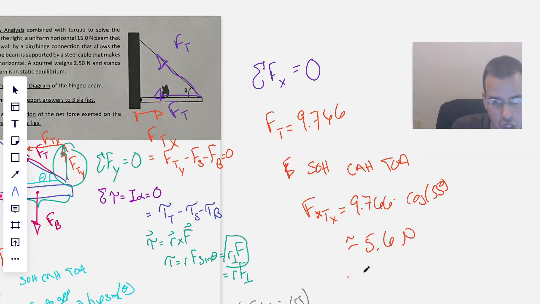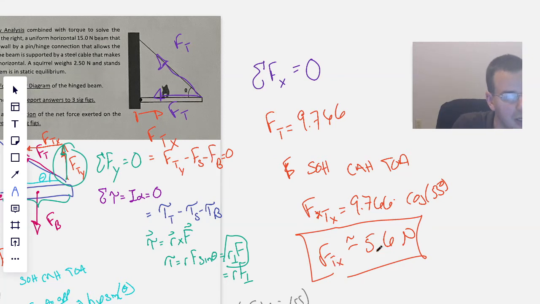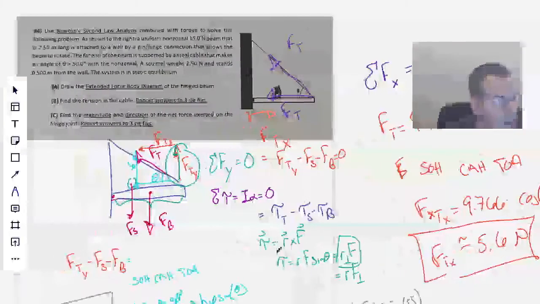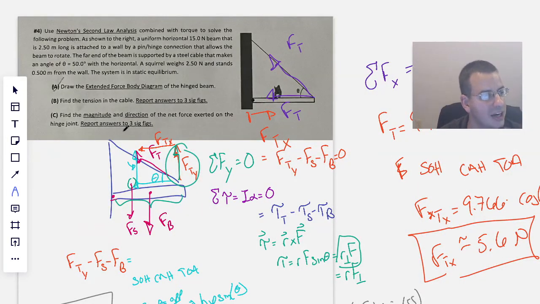5.6 newtons, which is the force tension in the x direction. And since that's the only force in the x direction, that's going to also be on the pivot as well. And then they want us to find the magnitude and direction of the net force exerted on the hinge joint.